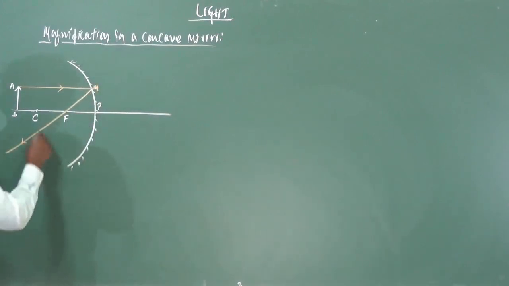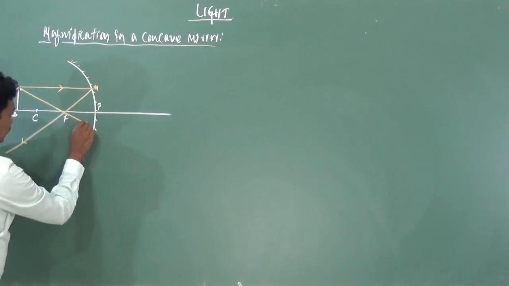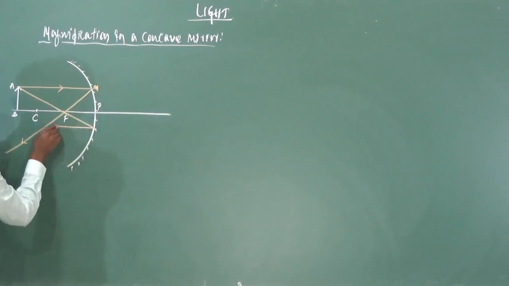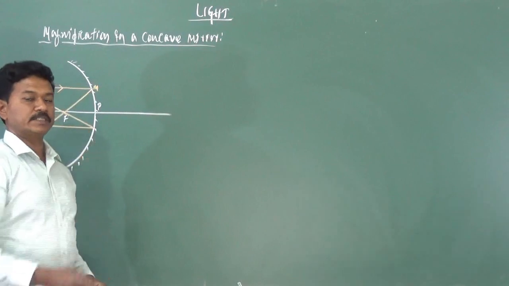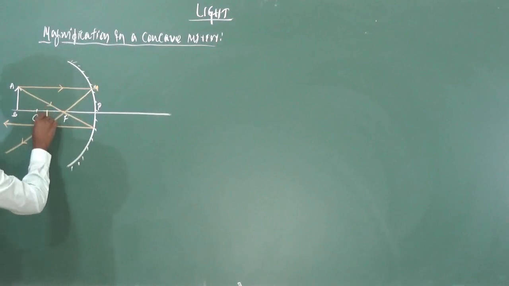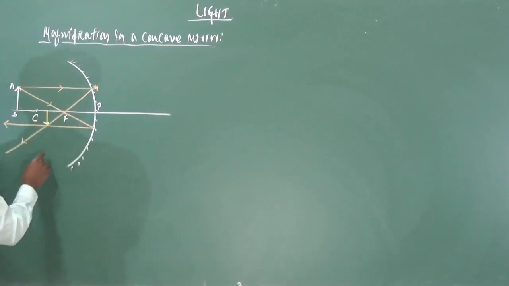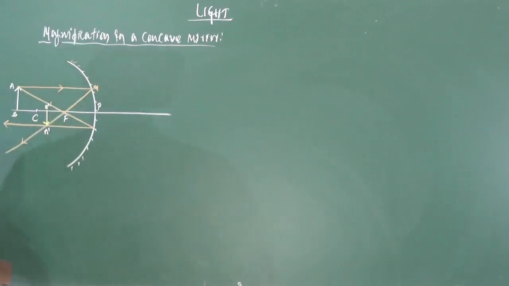And we will make another light ray pass through the principal focus itself. Any light ray traveling through the principal focus, after reflection from the mirror, travels parallel to the principal axis. So here the two light rays meet. Where two real light rays meet, we say that a real image is formed, and real images are always inverted. This is the point where the image is formed. Let us call it A dash, and this B dash.